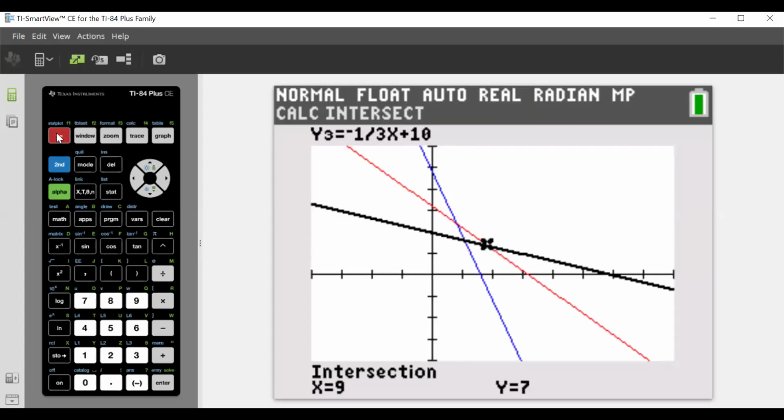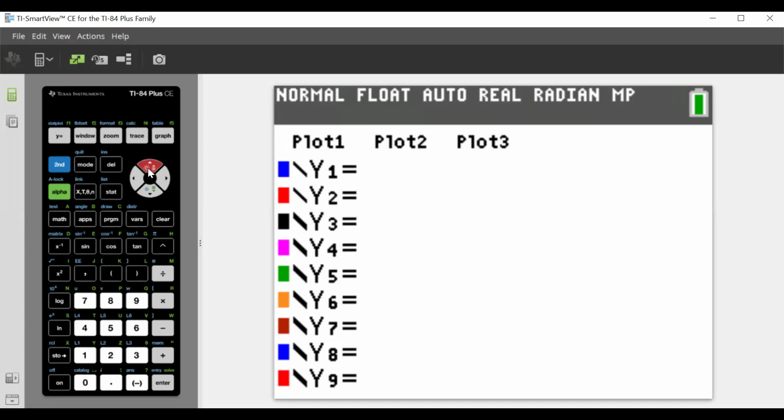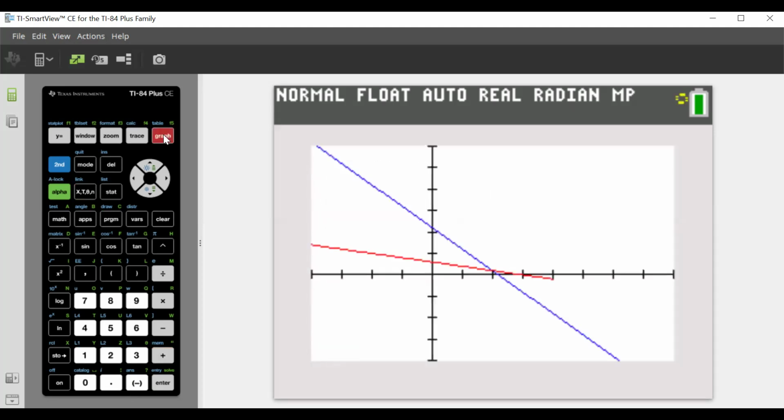And again, we'll go up here, get rid of all of these. Clear, clear, clear. Now we'll type in what our new ones are. We had minus x plus 11. And we had 1/5 x plus 3. And then we had minus 2x plus 12. All right, so hopefully we got everything on here.